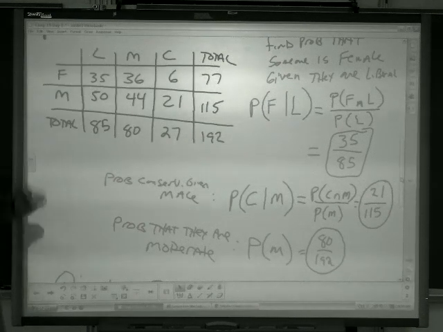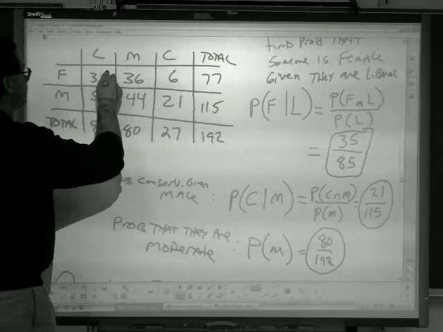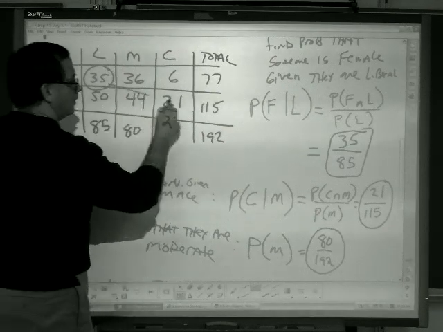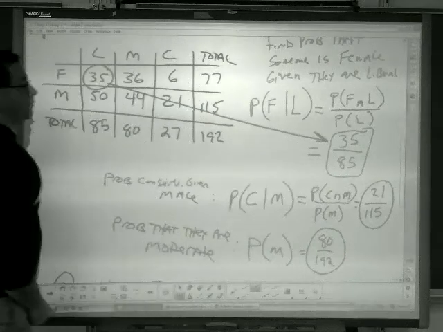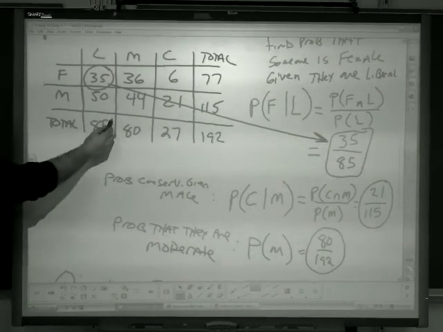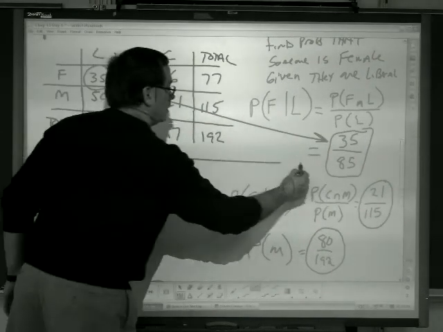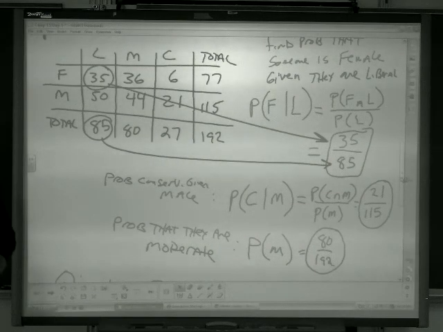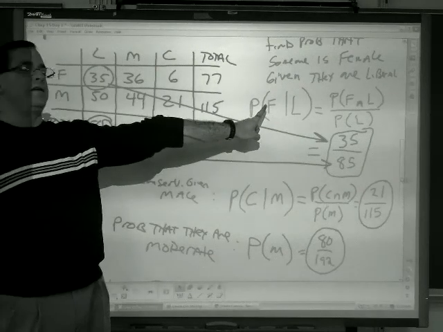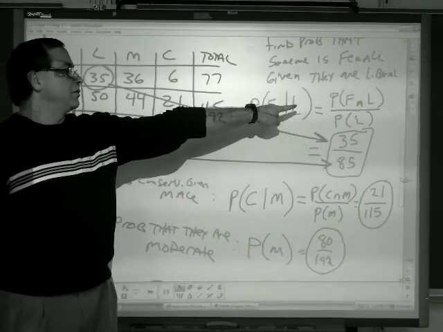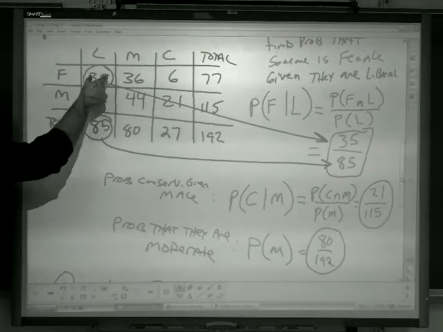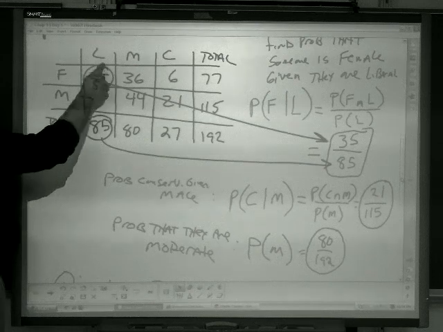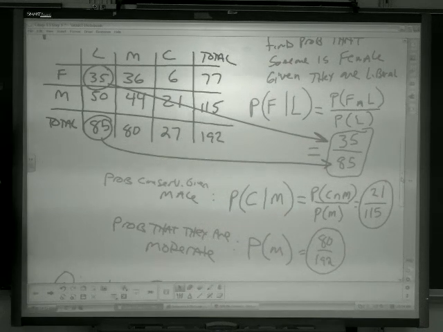Female and liberal, 35. Liberal, 85. And there's your conditional probability. The probability someone is female, given that they're liberal. Given that they're liberal, the chance that they're female is 35 out of 85.